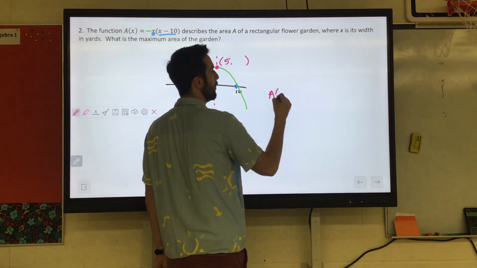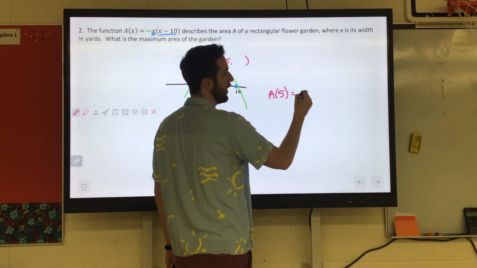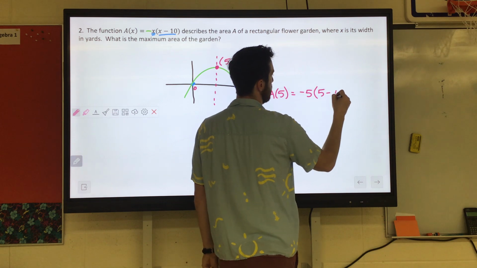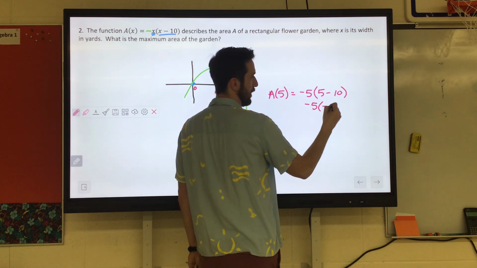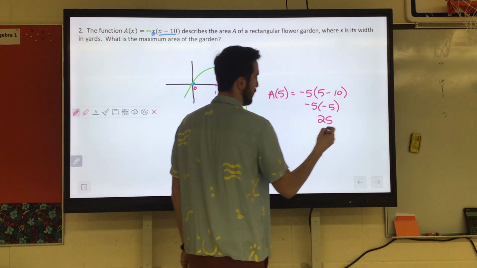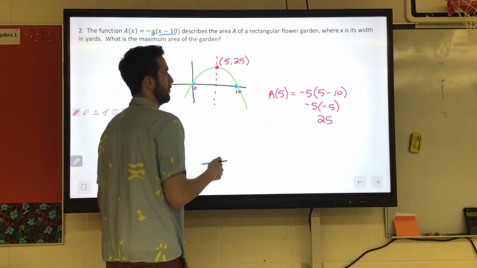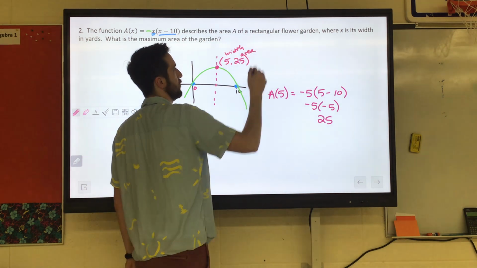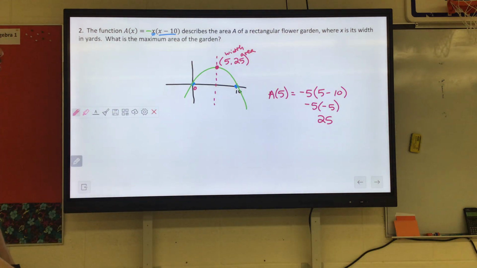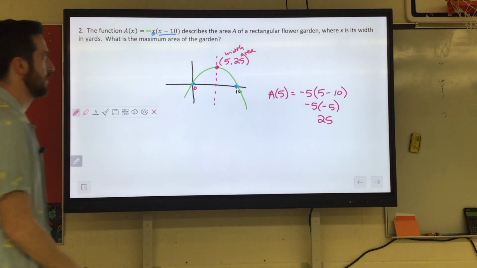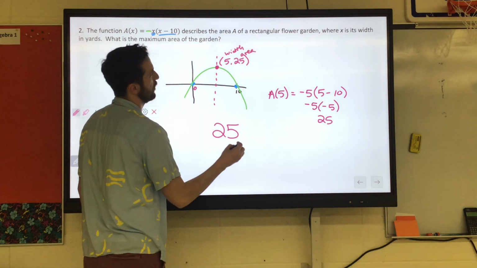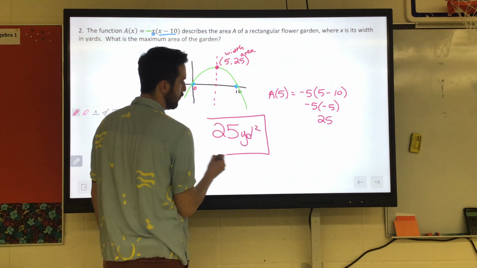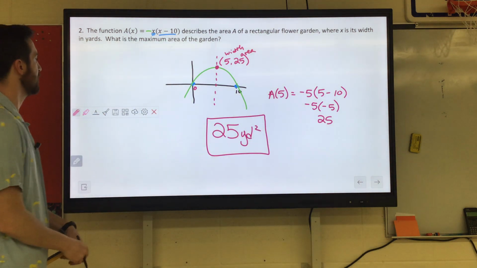A of 5, and every time we see x, we're going to substitute in a 5. So we'll have negative 5 times 5 minus 10. That becomes negative 5 times negative 5, which is positive 25. So remember, the x was our width, and the y was the area. So if the width was 5, the area will be 25. What is the maximum area? 25, and what were we talking about? Yards? Yards. 25 square yards. Baby! All right. Look at that.